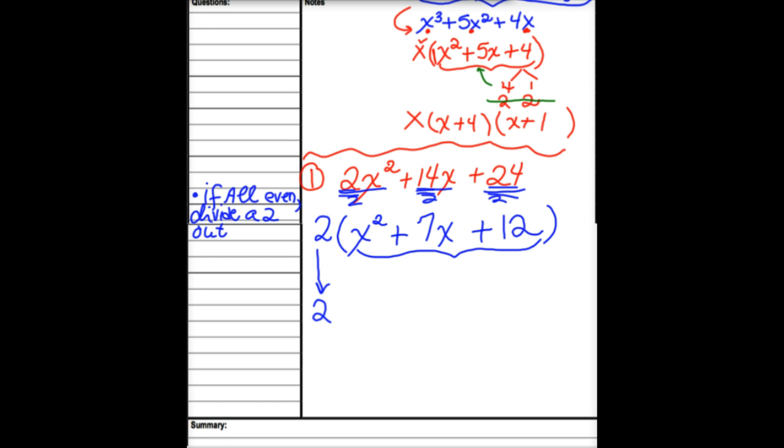The rest of this, it leads in a 1, so I don't need to worry about what's going on out front. I can just go ahead and I'm going to have an x squared. And then I go to the back and I figure out, well, how can I end this so that I multiply and get a 12? Could I do 12 and 1? Those don't add up to 7. Could I do 6 and 2? Those don't add up to 7. But 4 times 3 does, and because we're all positive here, I know that I'm going to have to choose a positive 4 and a positive 3. And so my factored answer would be 2 times x plus 4 times x plus 3. And I'm all done.